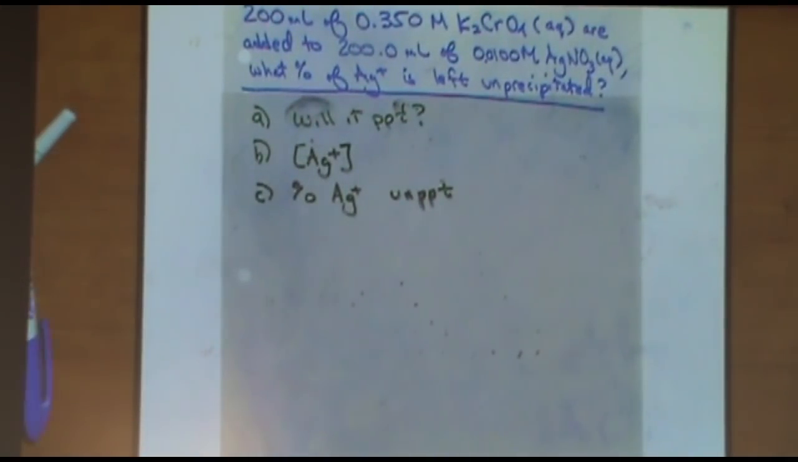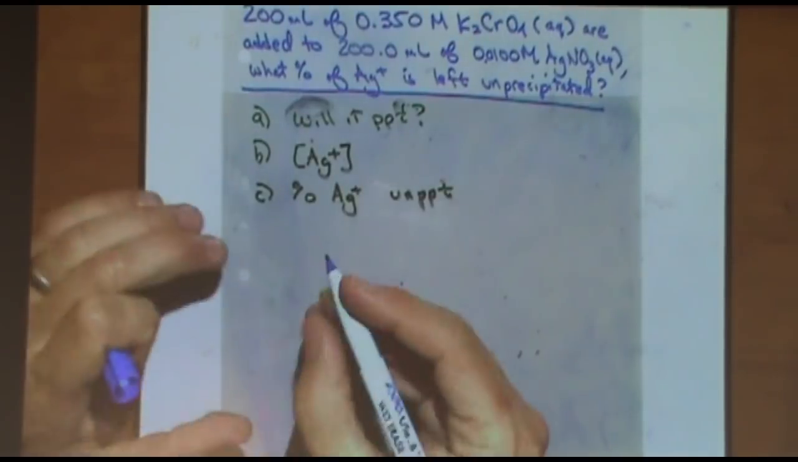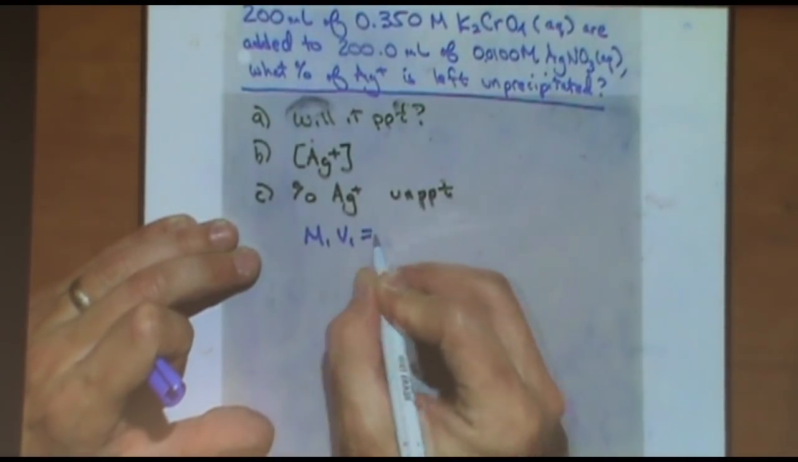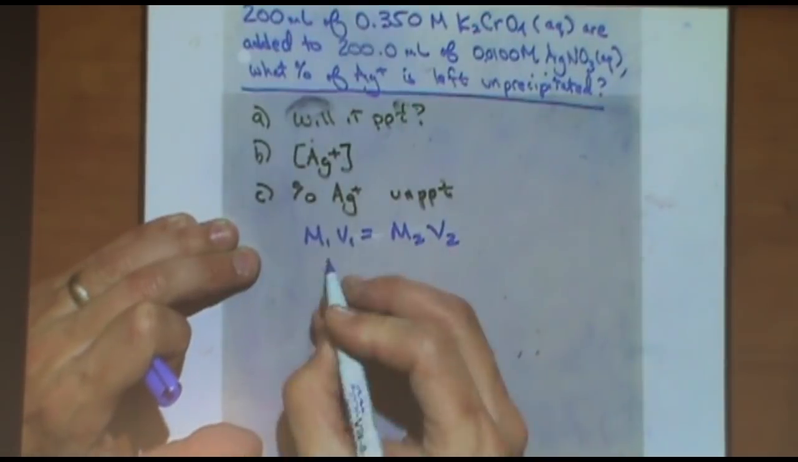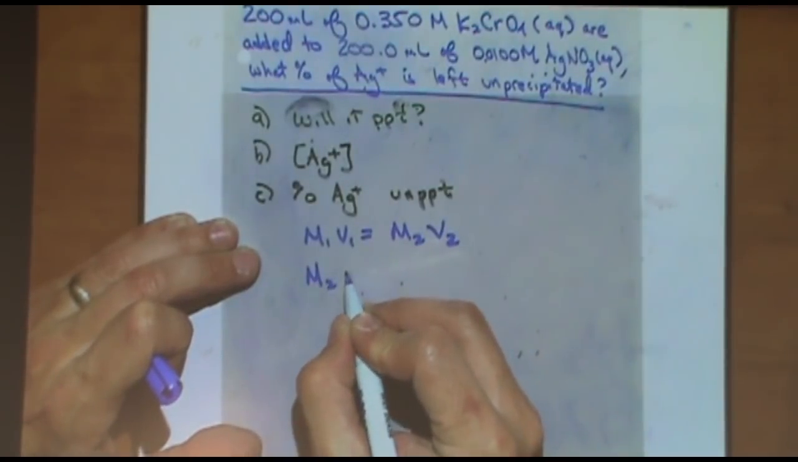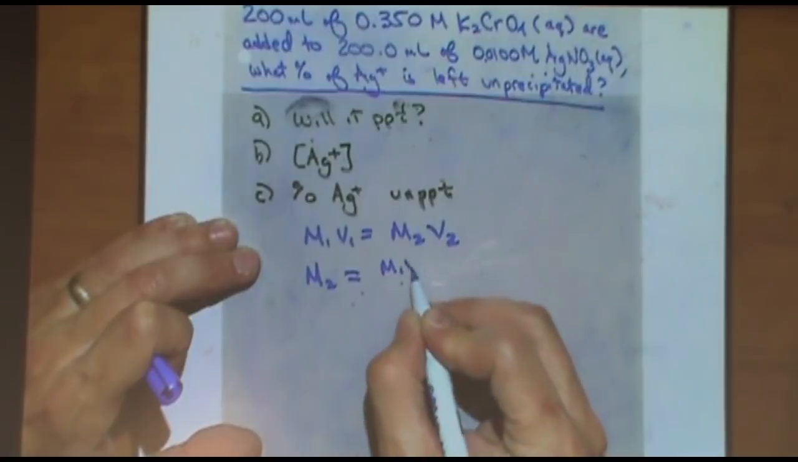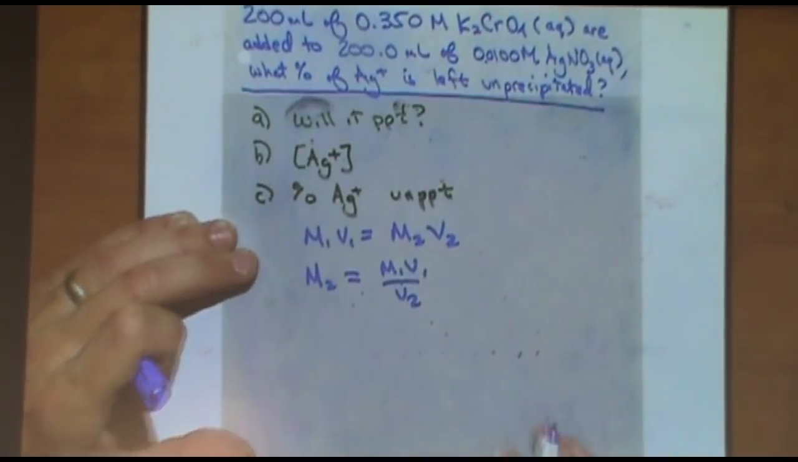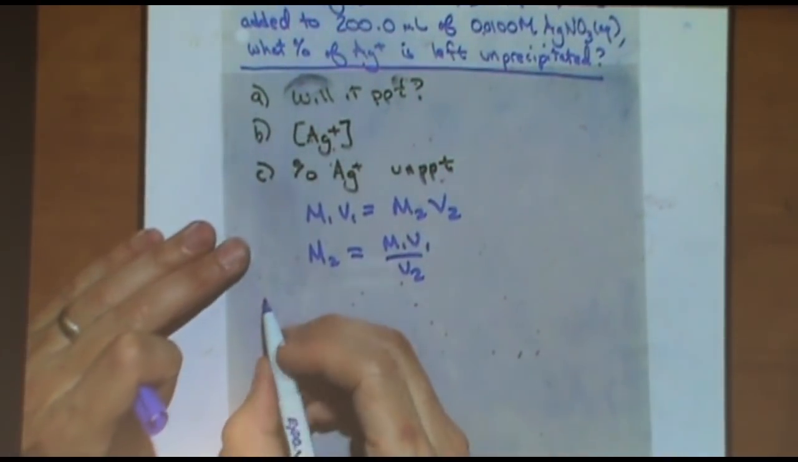Okay, so let's do part A. Am I going to need a dilution formula here? Yeah, two things are mixed, so it's going to mess with the concentrations. I need to find those. So let me write down the dilution formula. M1V1 equals M2V2. I want to solve for the final molarity, that's what's the most interesting to me. So that's M1V1 over V2. So that's what I'm going to use.